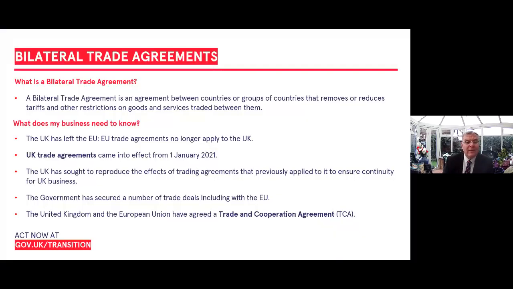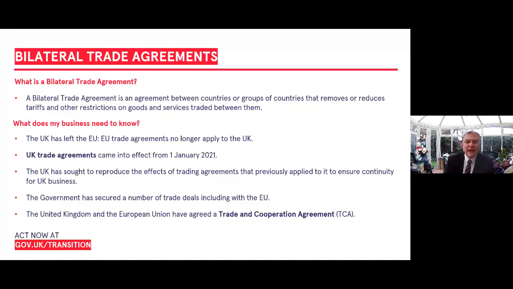A bilateral trade agreement is an agreement between countries or groups of countries that removes or reduces tariffs and other restrictions on goods and services traded between them. UK trade agreements entered into effect from the 1st of January 2021 when the transition period ended. The UK has sought to reproduce the effects of trading agreements that previously applied to ensure continuity for UK business.